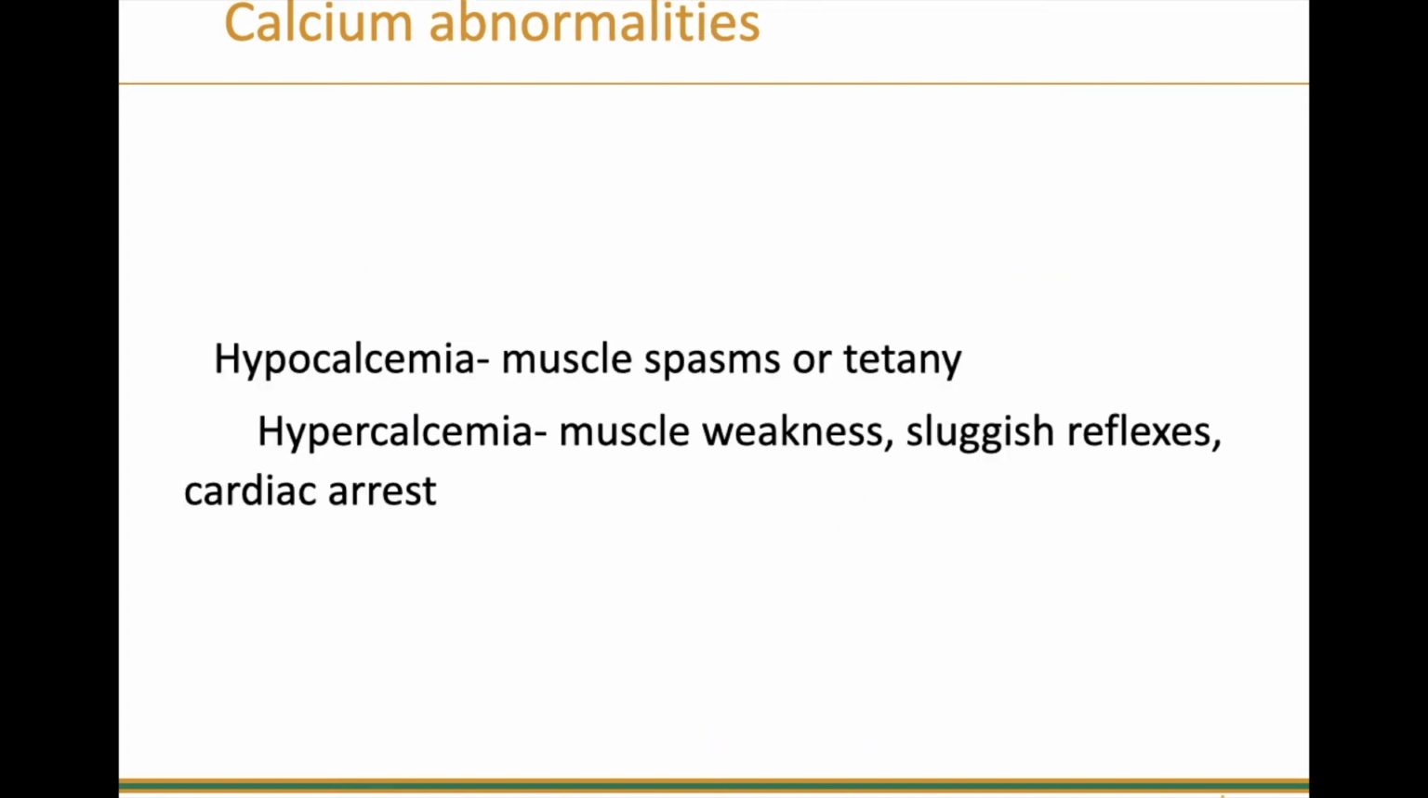Alright, we need to know some calcium abnormalities. So hypocalcemia is when there's not enough calcium, and so we talked in the muscle chapter about how we need calcium for muscle contraction. So if there's not enough, this can lead to muscle spasms or tetany, where the muscle is almost continuously contracted. Hypercalcemia leads to muscle weakness, sluggish reflexes, and can even lead to cardiac arrest.